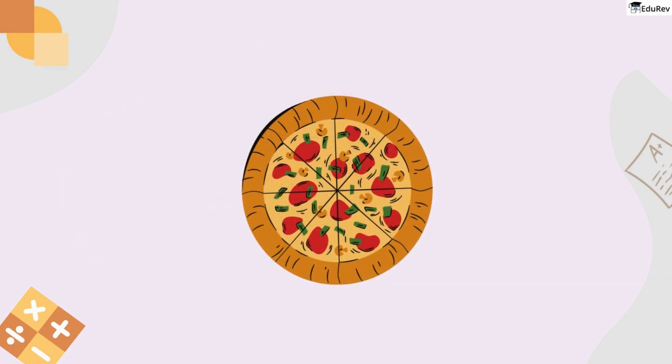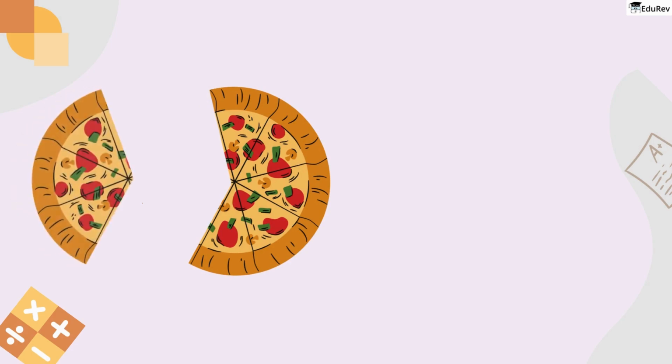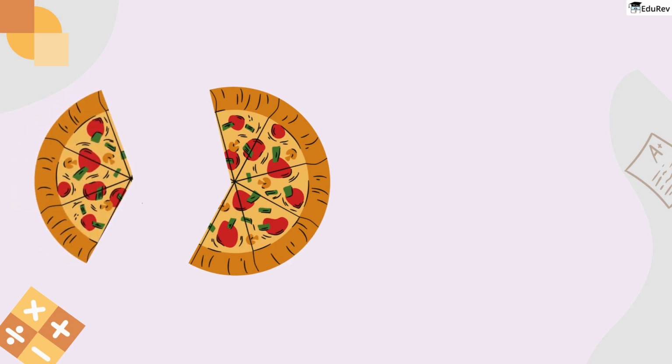Meanwhile, your friend has taken 5 out of 8 slices. That means that they have taken 5 parts of the pizza. So their fraction is 5 by 8.